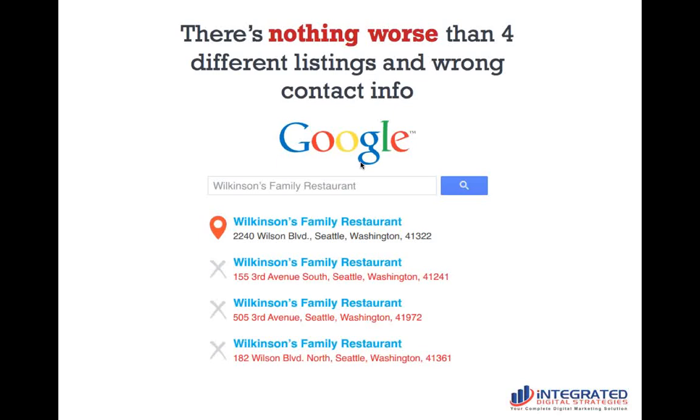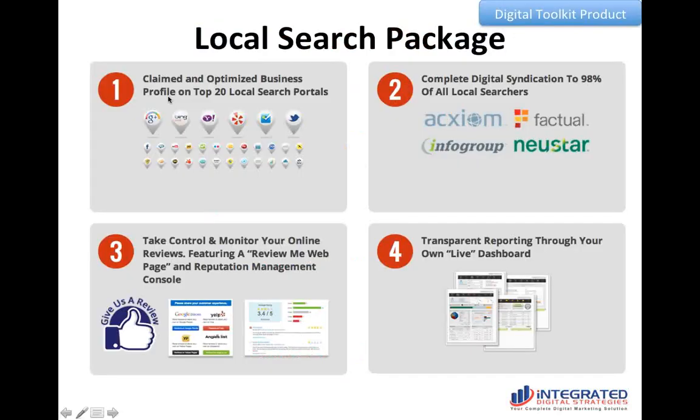What we've put together in that is kind of the package that's part of your digital toolkit. And so I want to explain exactly what it entails. Basically, we've set up, again, approximately 20 local search portals, including Google, Bing, Yahoo, Yelp, and several top-tier directories. Those are going to be viewed in your dashboard, and you'll be able to see the progress of that.